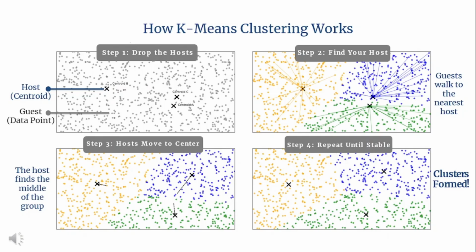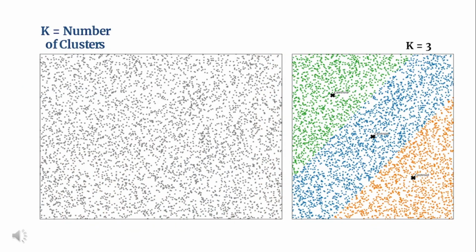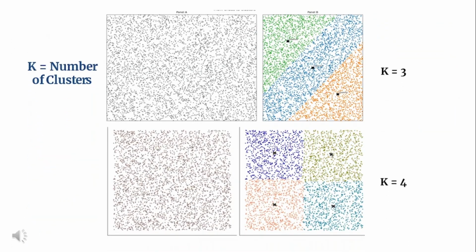You might be wondering what K refers to here. The K just stands for how many groups you want. Do you want to segment your customers into 3 groups based on their features? Then K equals 3. Do you want 4 groups? Then K equals 4. But how do you pick the right number?